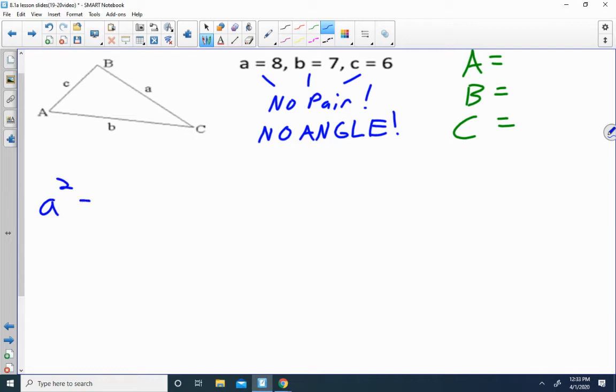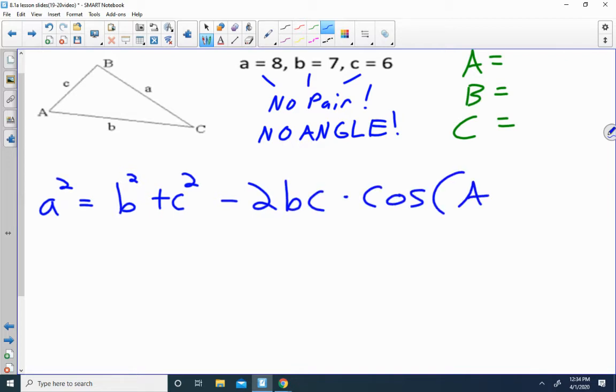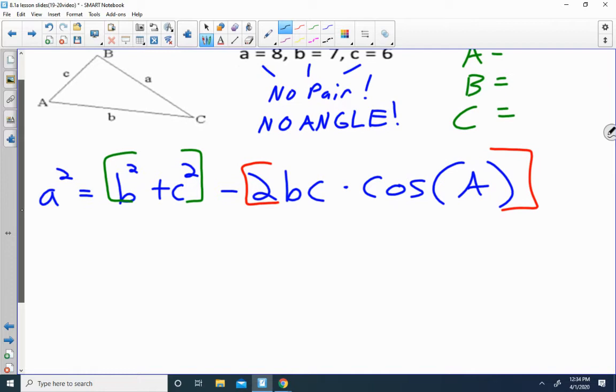A squared is equal to B squared plus C squared minus 2BC times cosine of big A. Again, I'm just copying down the first variant of the law of cosines. Okay, just gonna double check everything's copied correctly. Good. All right, now let's plug everything in.